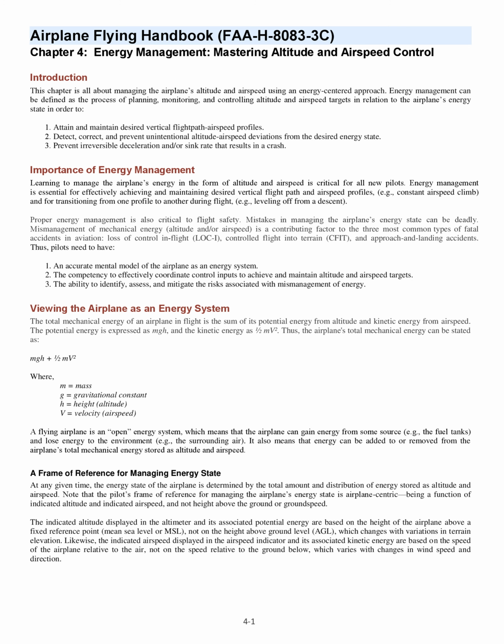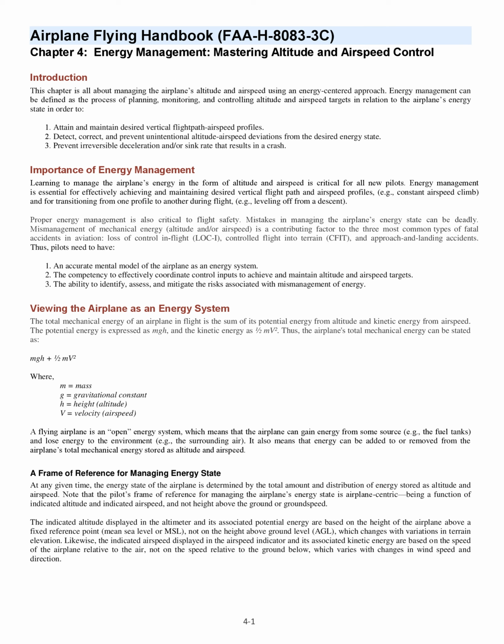Note that the pilot's frame of reference for managing the airplane's energy state is airplane-centric, being a function of indicated altitude and indicated airspeed, and not height above the ground or ground speed. The indicated altitude displayed in the altimeter and its associated potential energy are based on the height of the airplane above a fixed reference point, mean sea level or MSL, not on the height above ground level, AGL, which changes with variations in terrain elevation. Likewise, the indicated airspeed displayed in the airspeed indicator and its associated kinetic energy are based on the speed of the airplane relative to the air, not on the speed relative to the ground below, which varies with changes in wind speed and direction.